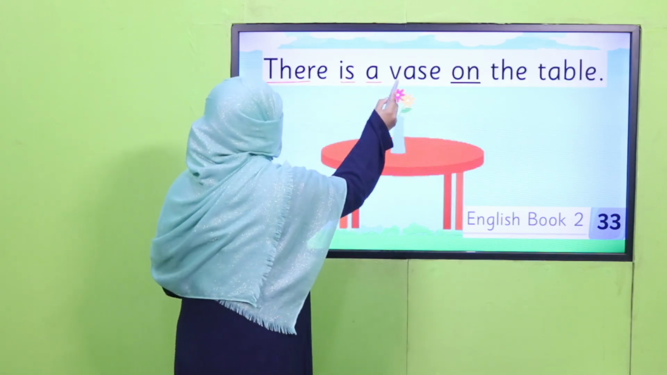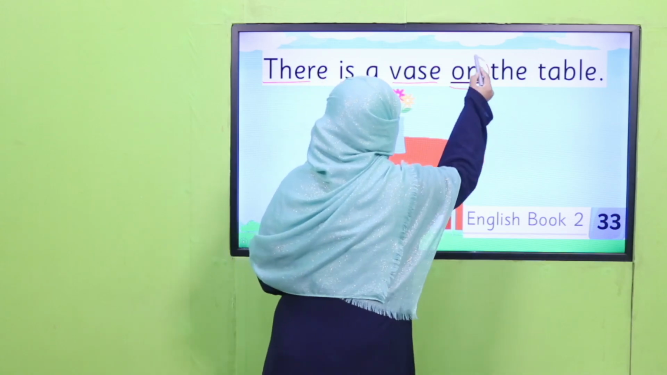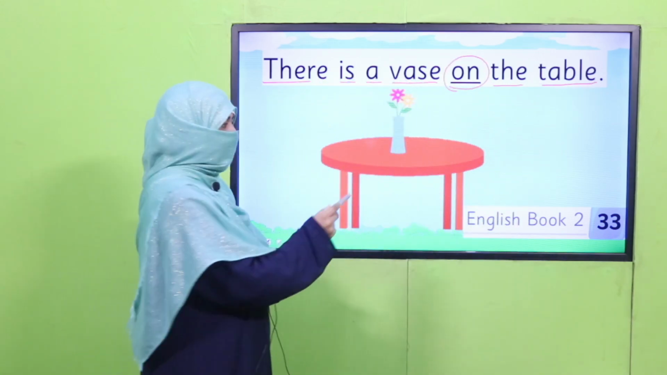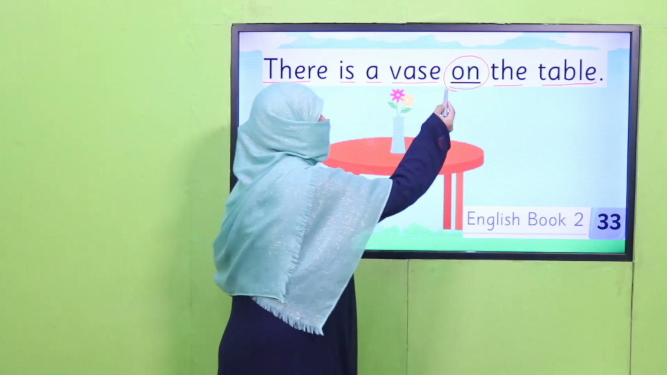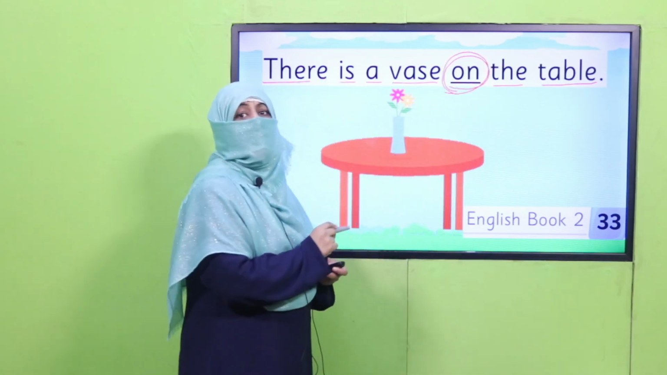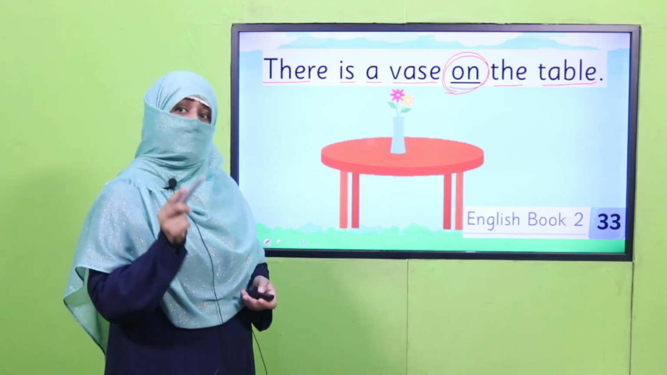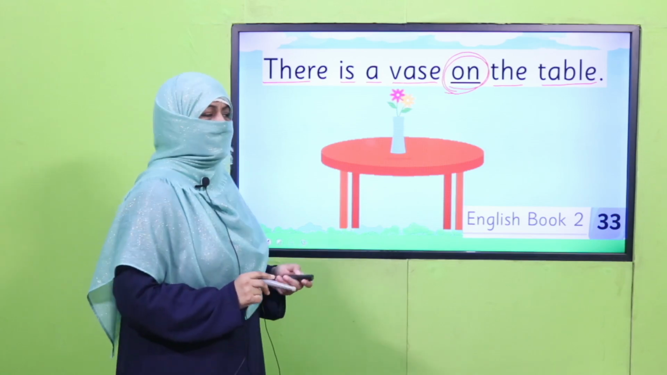There is a vase on the table. So if I ask you where is the vase, the vase is on the table. So this "on" is telling us the position of the vase. Clear? Good. Now it's time to practice.